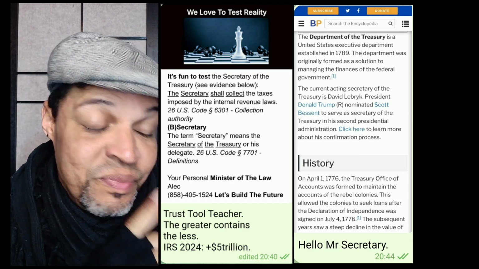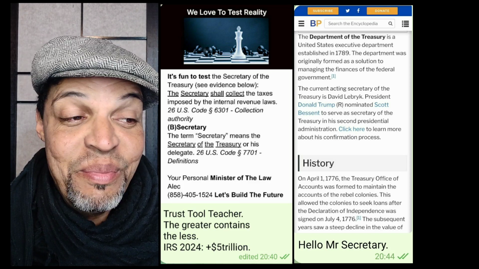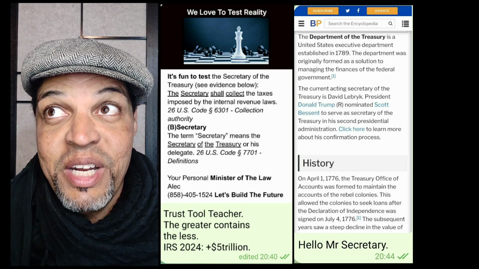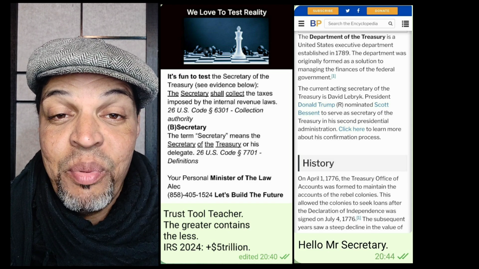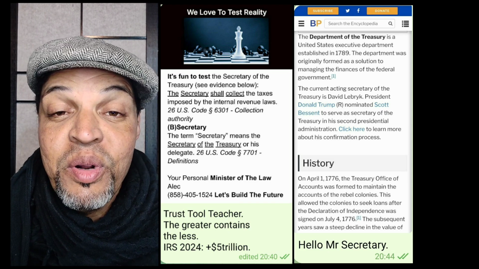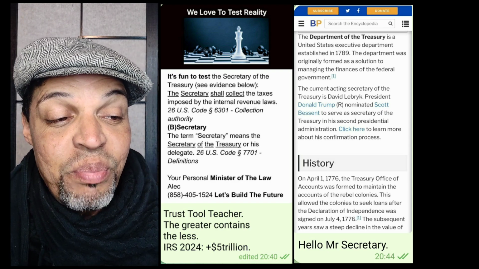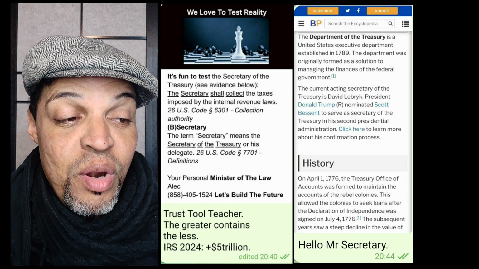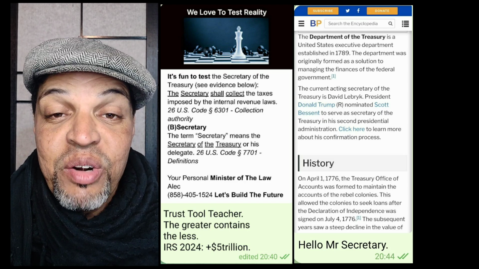Even though it's collected a whole lot of money. I know this money bit goes over a lot of people's heads because most people don't understand how to operate banks, and most people don't even understand where money comes from. Okay, check this out. It says the department was originally formed as a solution to managing the finances of the federal government.